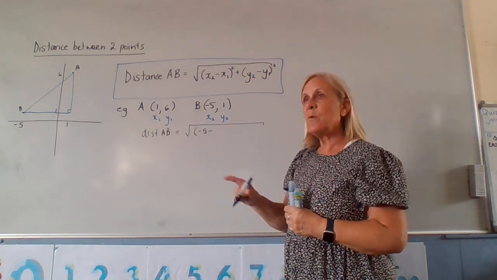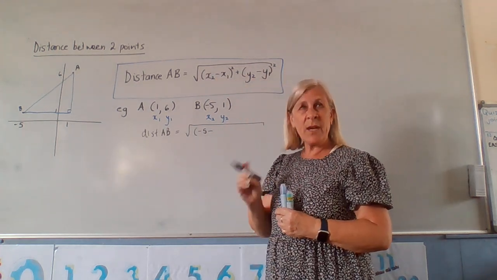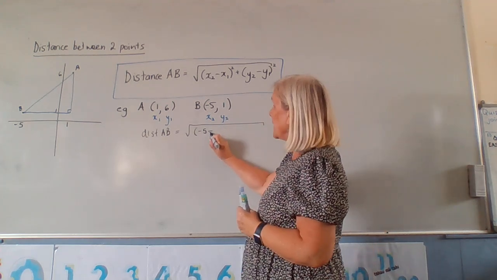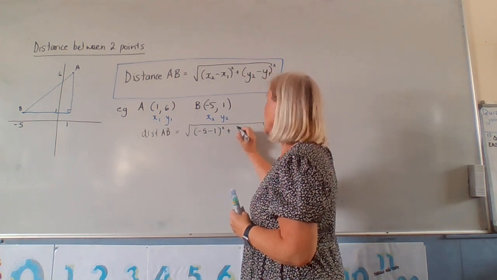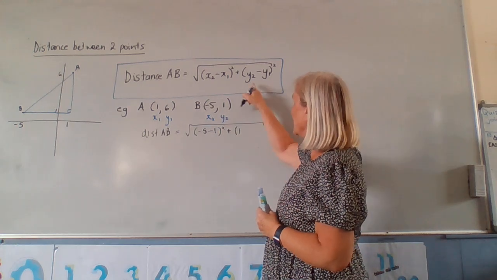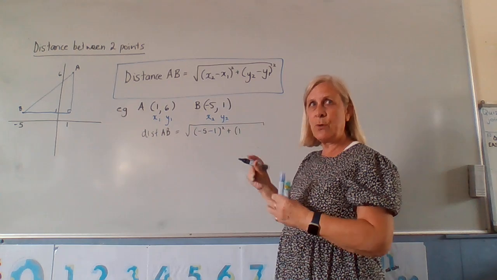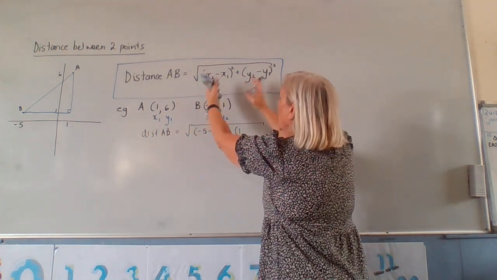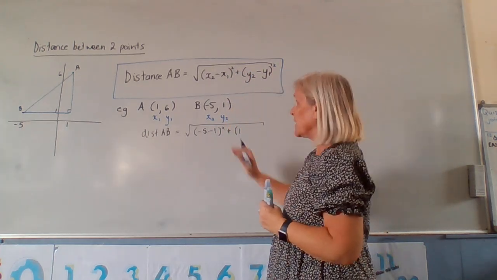Alright, yesterday it was plusses, today it is minuses here and plus here. Really, really important. That's the biggest mistake people make. So (x2 minus x1) squared plus (y2 minus y1) squared, and you must have these the right way around. You can't muddle them. It must be x2 minus x1, and y2 minus y1. Okay? It's really important, this formula.